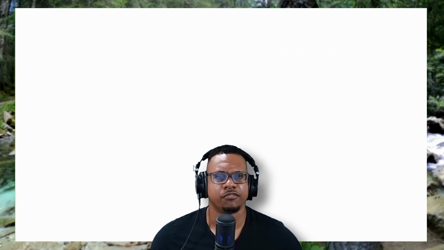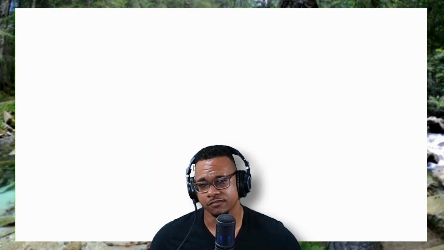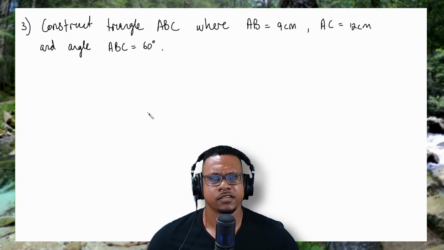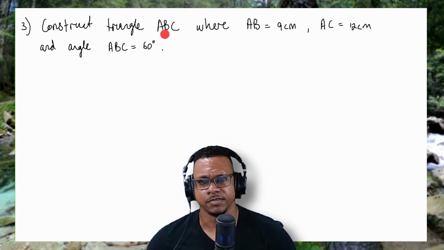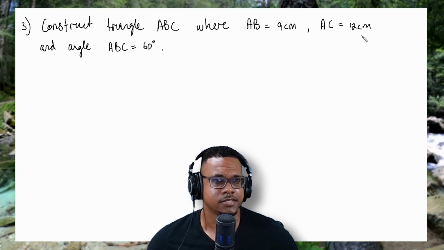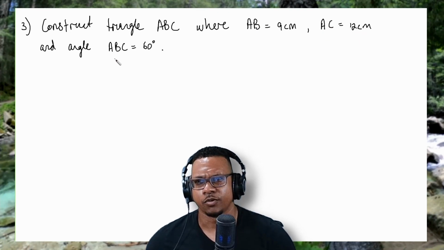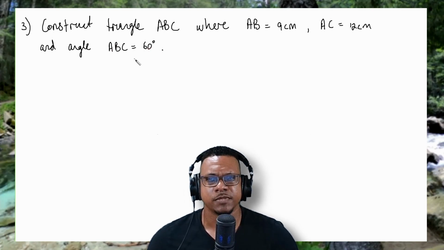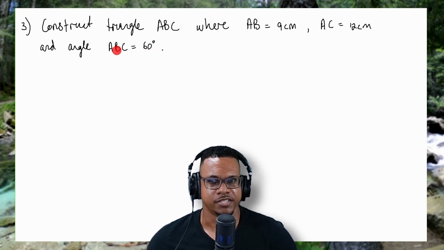And now we look at our final scenario, when we are given the lengths of two sides and the magnitude of one angle. So here we have our third question, where we want to construct triangle ABC, where our line segment AB is 9 centimeters. Our next line segment AC is 12 centimeters long, and our angle ABC is 60 degrees. So that means the angle will be constructed at the point B.